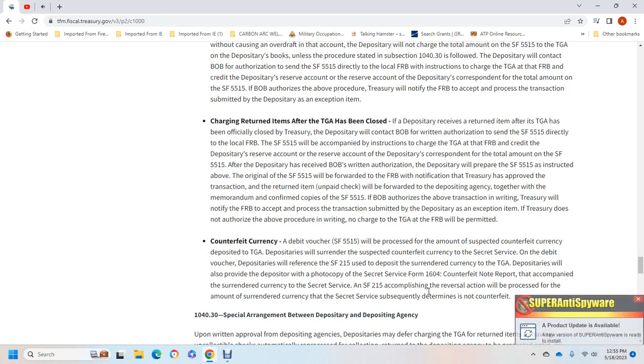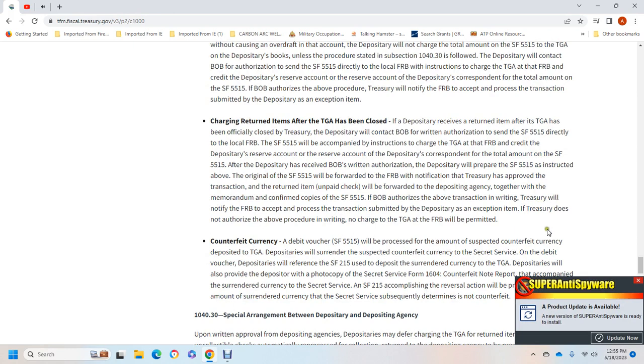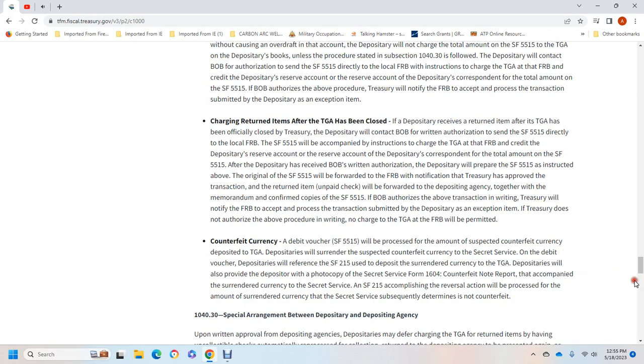Counterfeit currency: a debit voucher of 5515 will be processed in the amount of the suspected counterfeit currency to the Treasury General Account. The depositor will surrender the suspected counterfeit currency to the Secret Service, with the debit voucher referencing Standard Form 215 for the depositor surrendering currency for the Treasury General Account.